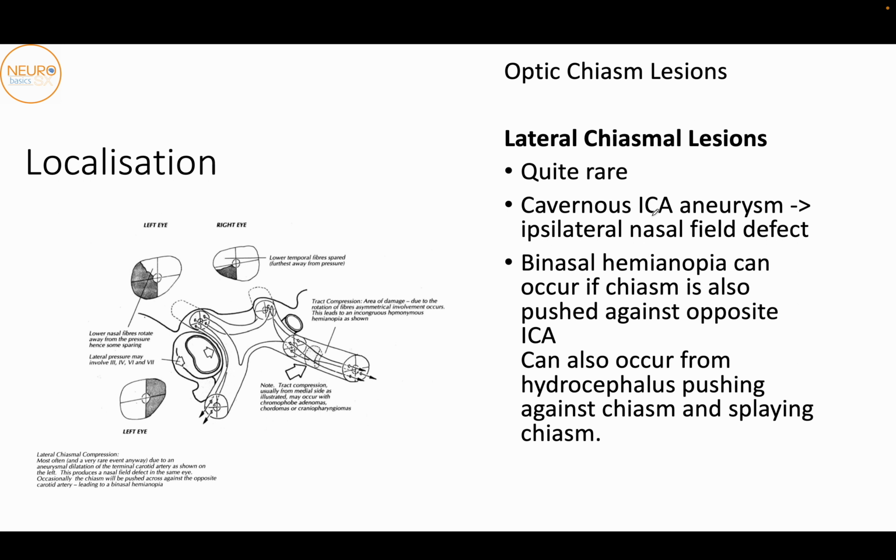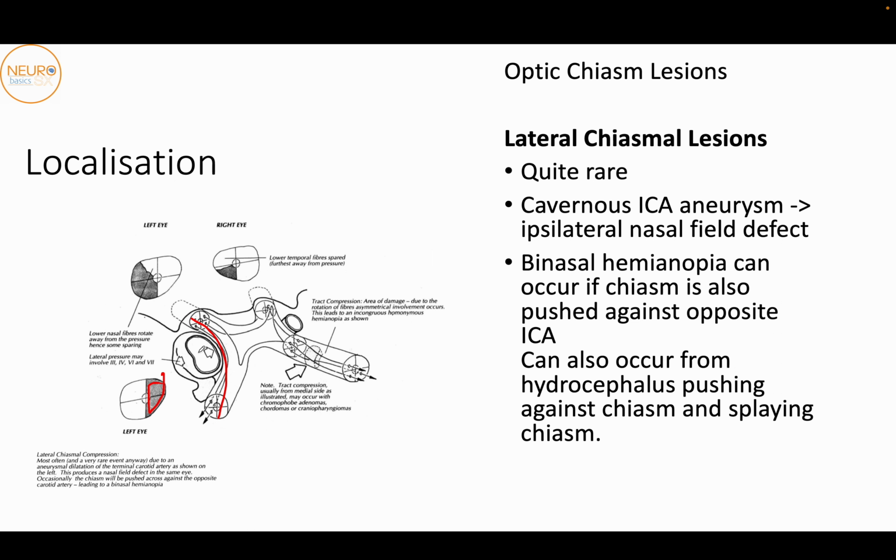Chiasmal compression can very rarely happen from the lateral side also. That is what is a lateral chiasmal syndrome. So this is quite rare. Okay, and it can happen with, for example, a cavernous ICA aneurysm, as we can see over here, which is causing compression of the lateral part of the chiasm. As we know, the lateral part of the chiasm contains only uncrossed temporal fibers. Okay, so this usually only causes a nasal field effect. Quite rare, quite most likely unnoticed.